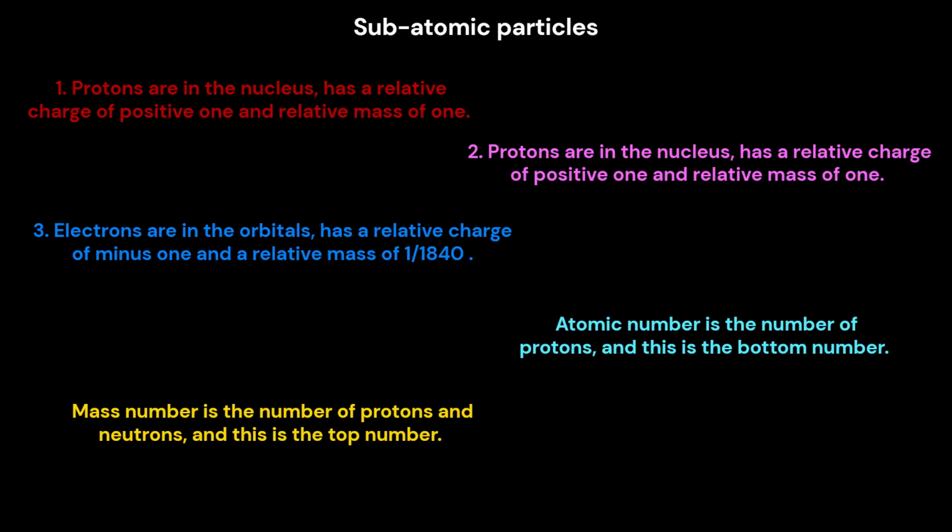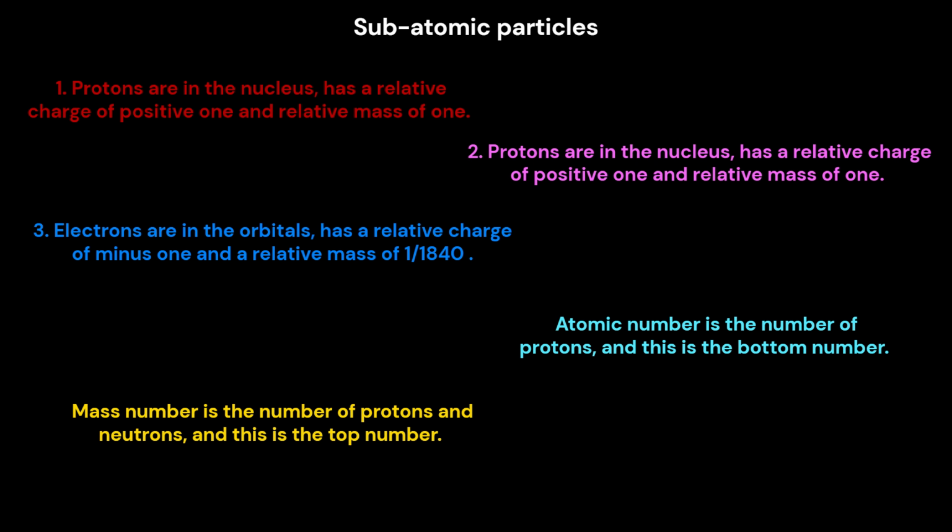Atomic structure. Subatomic particles. 1. Protons are in the nucleus and have a relative charge of +1 and relative mass of 1. 2. Neutrons are in the nucleus and have a relative charge of 0 and a relative mass of 1. 3. Electrons are in the orbitals and have a relative charge of -1 and a relative mass of 1/1840.